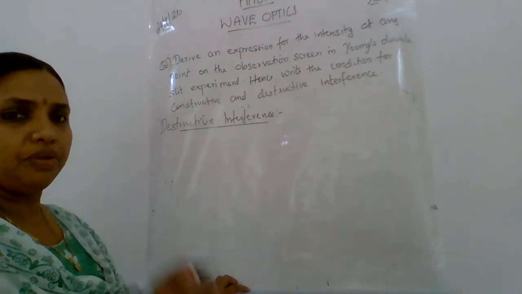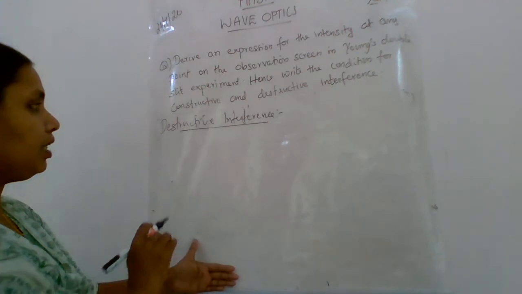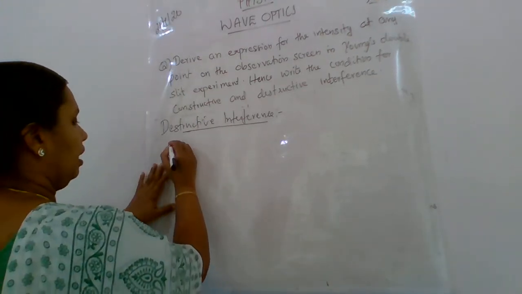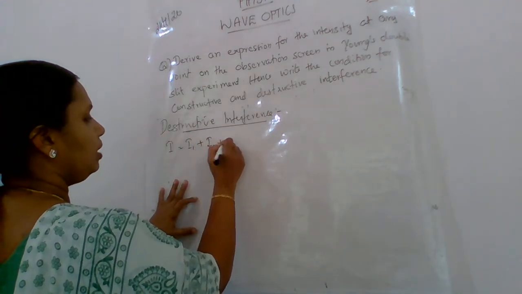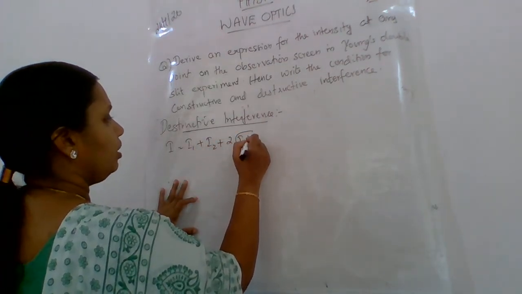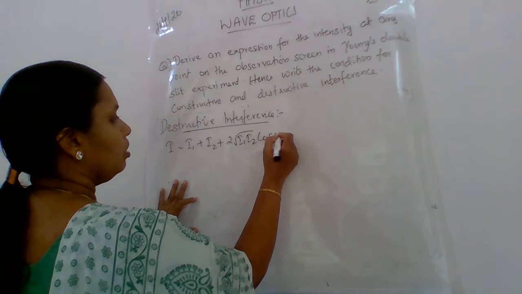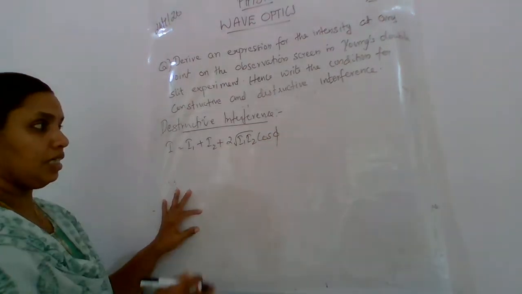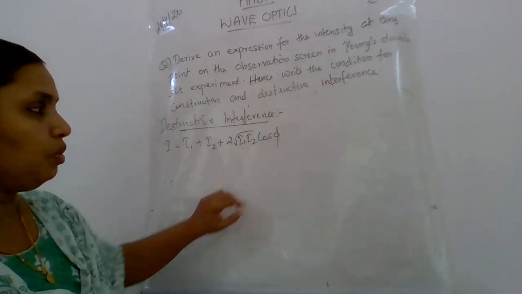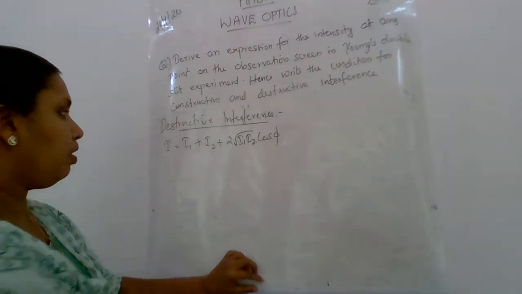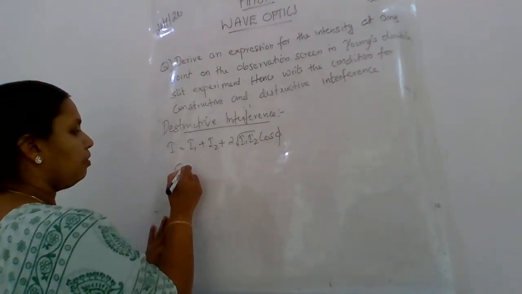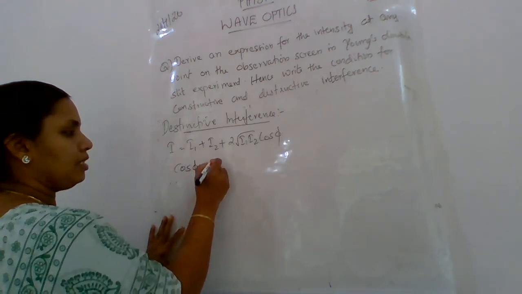Next, the condition for destructive interference. What will be the condition for destructive interference? Yes, the intensity I is equal to I1 plus I2 plus 2 root I1 I2 cos phi. So what will be the intensity? Destructive means it will be minimum. So we have to consider the minimum value of cos phi. What is the minimum value of cos phi? The minimum value of cos phi is equal to minus 1.